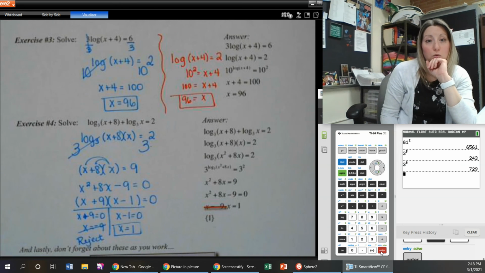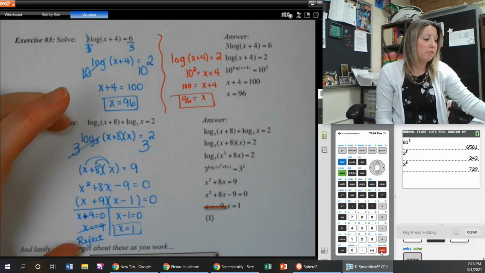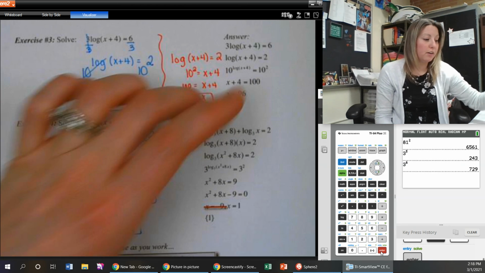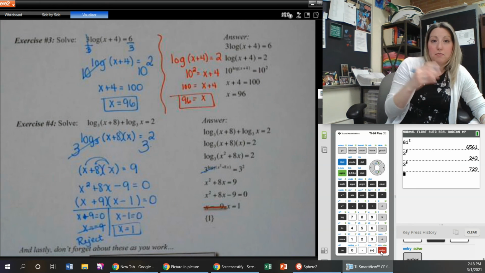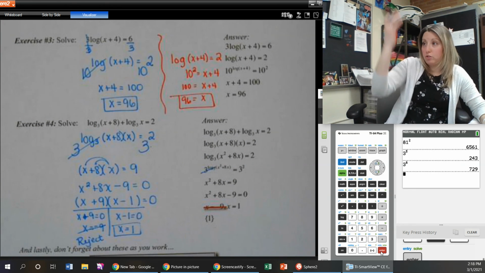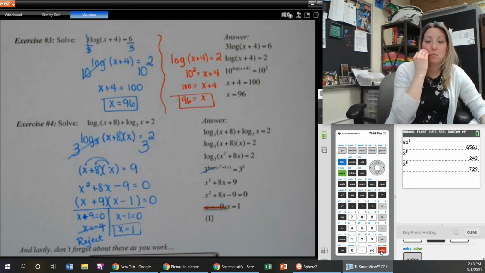Pay attention to that last one. Look at what I did again. Look at what's going on over here, because again, same deal like that, right? Raising that power to a log of the same base.